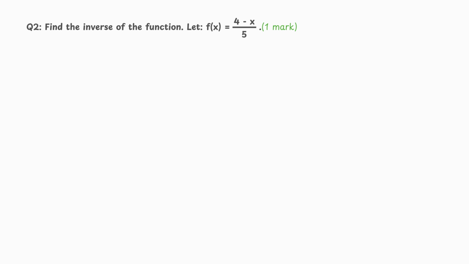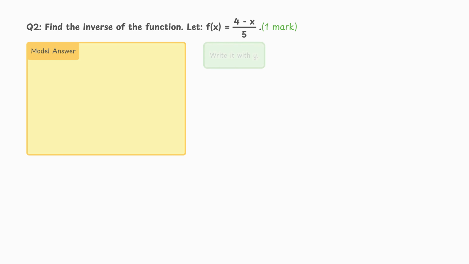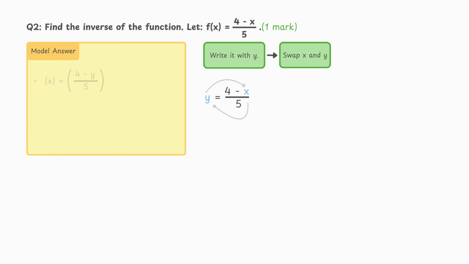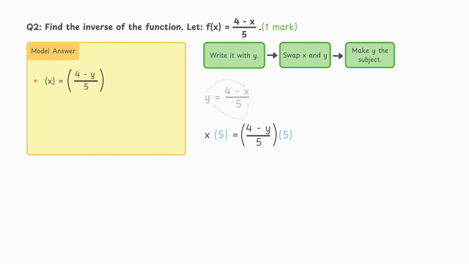Now for example 2. You can pause the video and try yourself. Let's find the inverse function of the given equation. Now let's start by writing it as y. Then swap x and y to get x equals (4 minus y) over 5. After that, we are now ready to rearrange. Multiply both sides by 5. This will give us 5x equals 4 minus y.